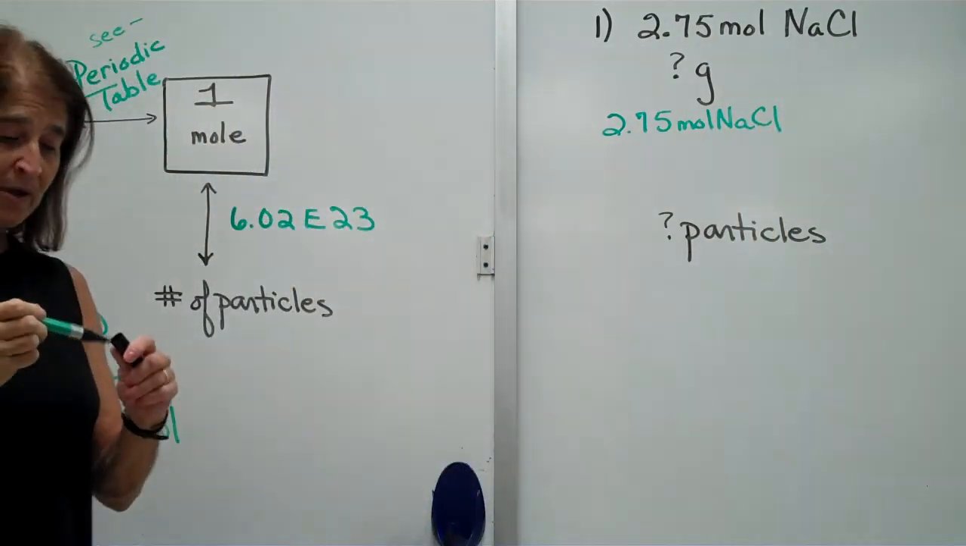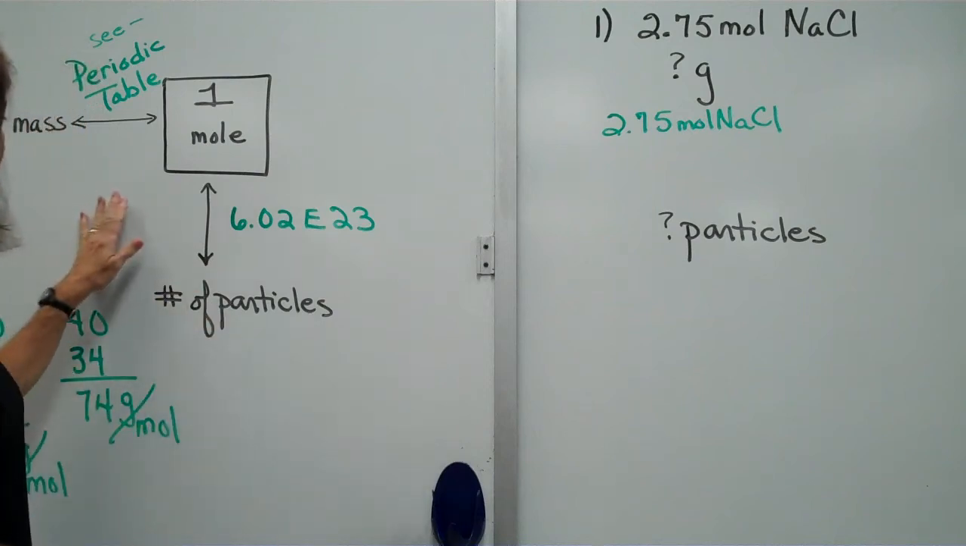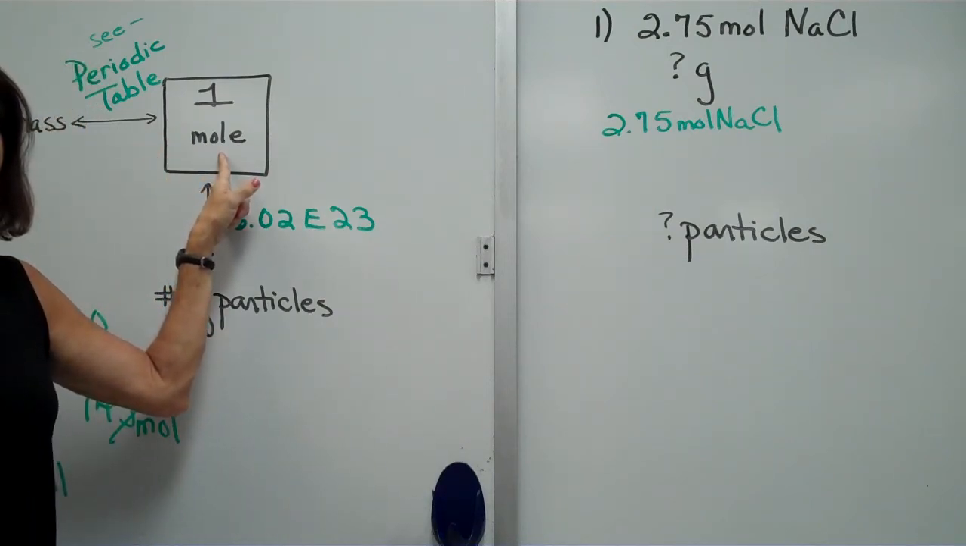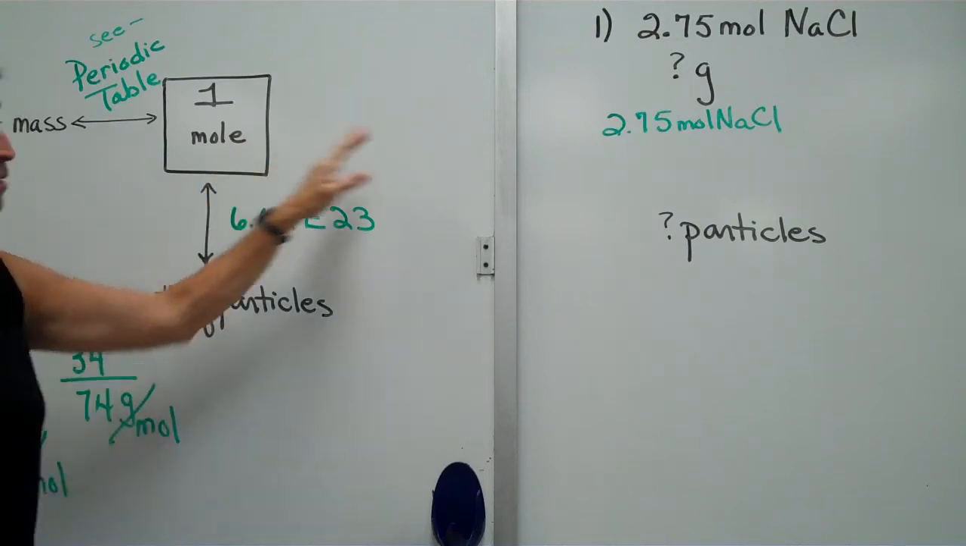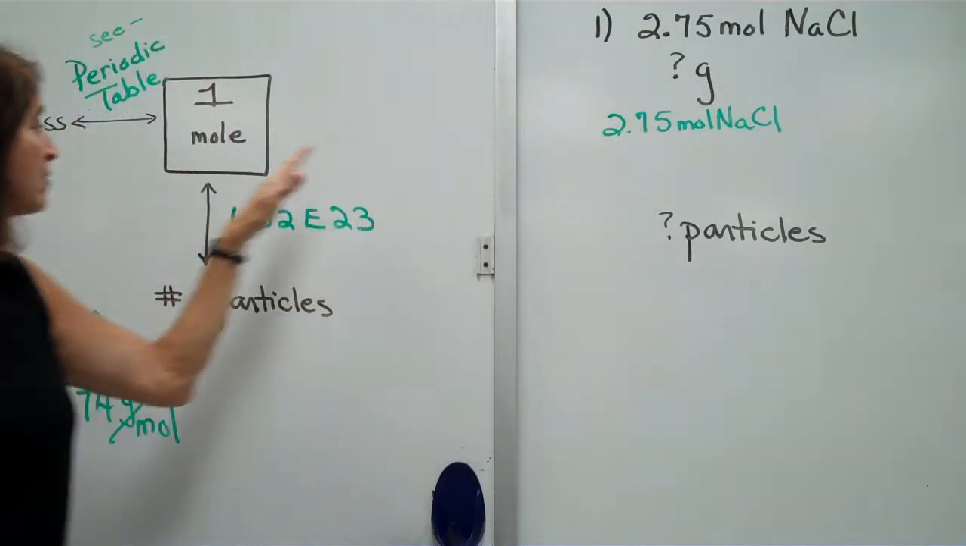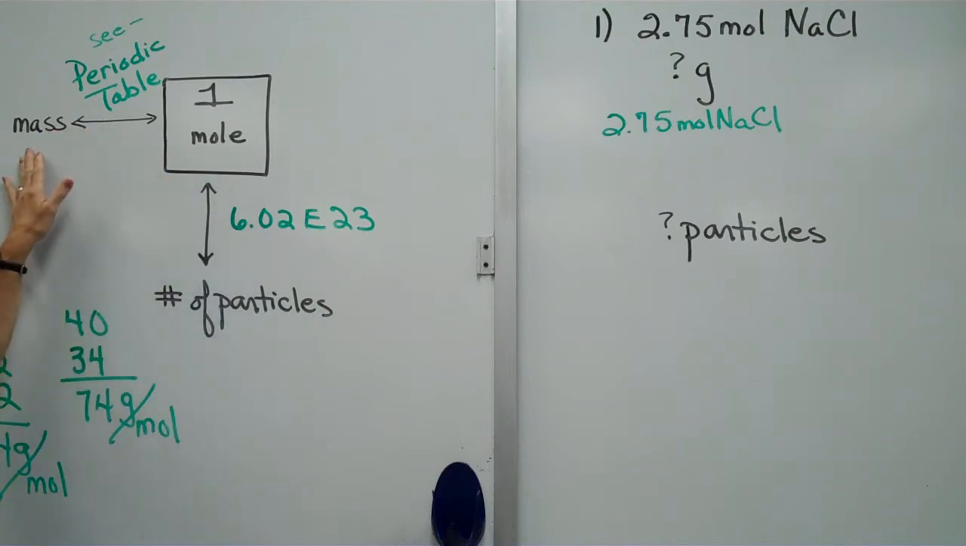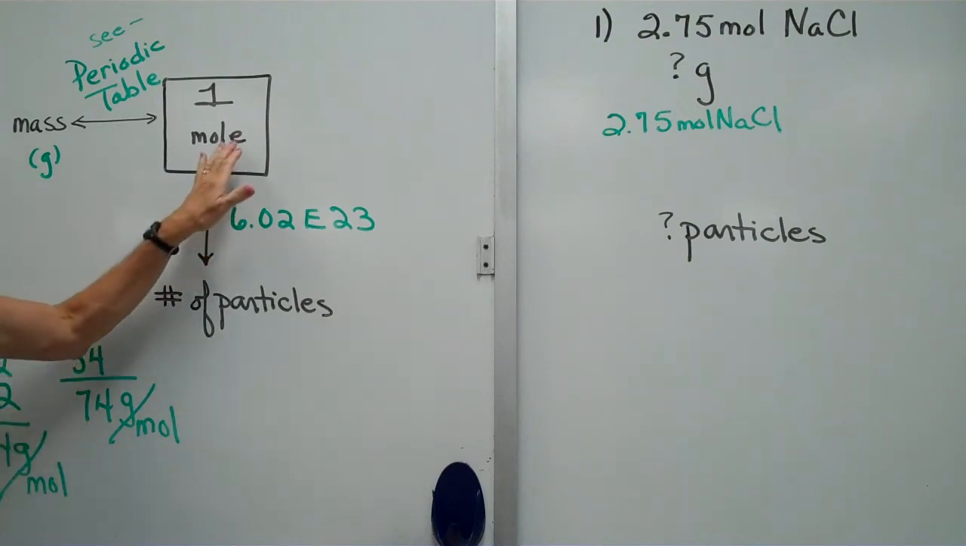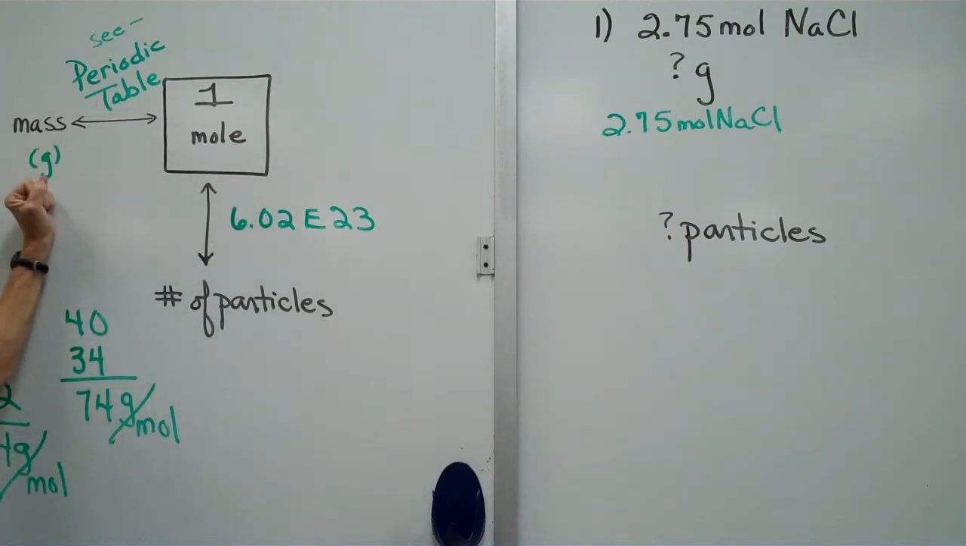I'm going to look at my road map. The road map says I'm here at moles. Where do I want to go? Well, I'm being asked to find grams, and grams is here under mass. So if I want to go from moles to grams, that's going to be a one-step problem.